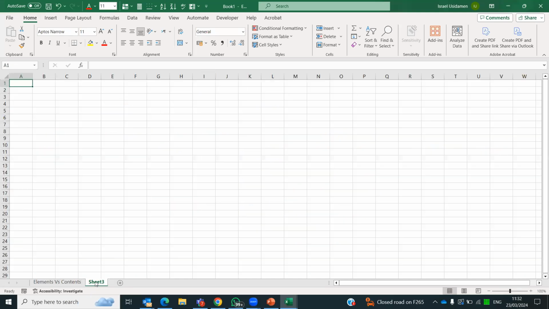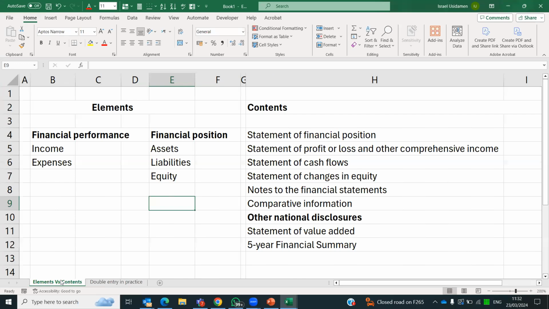Now, the next thing, double entry in practice. We are still coming to connect what we will discuss under this double entry in practice to these elements and content. We are coming to connect them shortly.